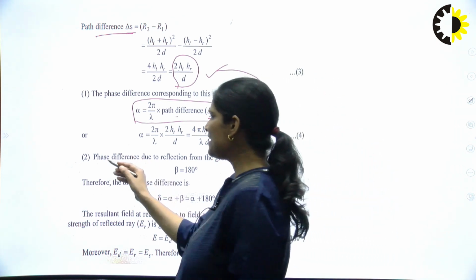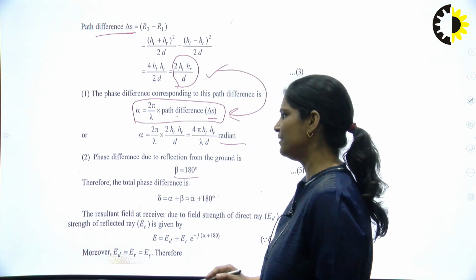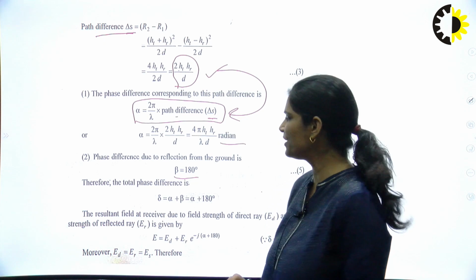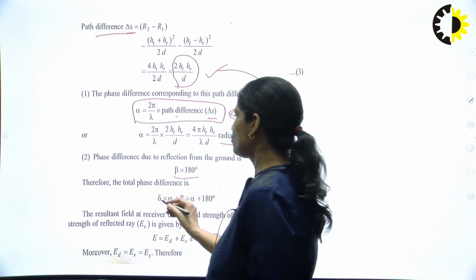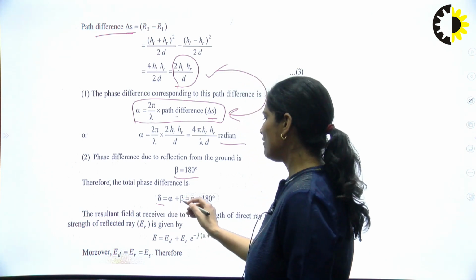Now the phase difference due to the reflection from the ground is beta, equal to 180 degrees. Now, how can we calculate the total phase difference? The total phase difference is denoted by delta, which is equal to alpha plus beta.